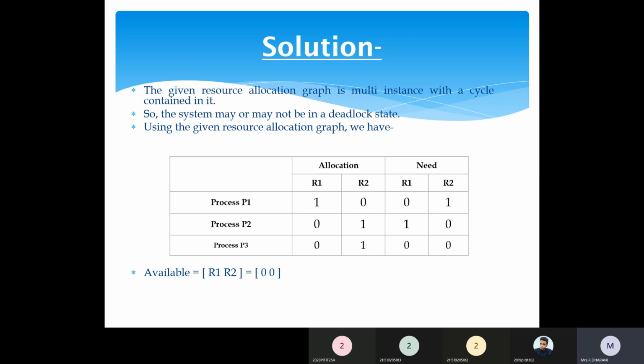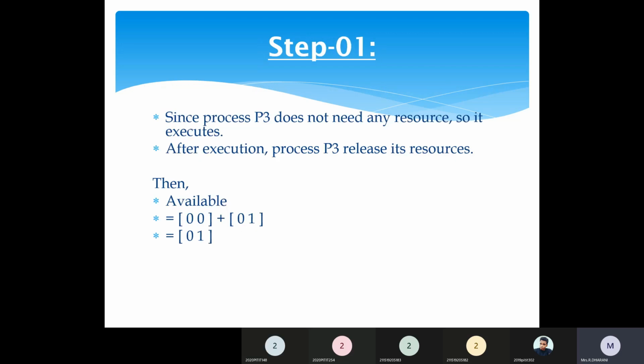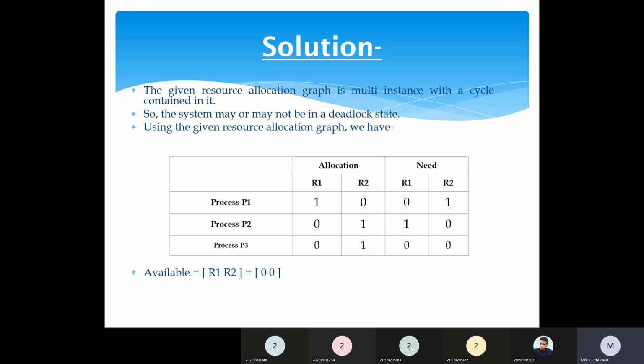Okay, what is the availability of R1 and R2? It is 0 because it has already been allocated to all the processes. So you cannot further allocate resources to the processes P1, P2 and P3. Since process P3 does not need any resources, it executes, and after execution P3 may release its resources. Okay, let us see the resource allocation diagram.